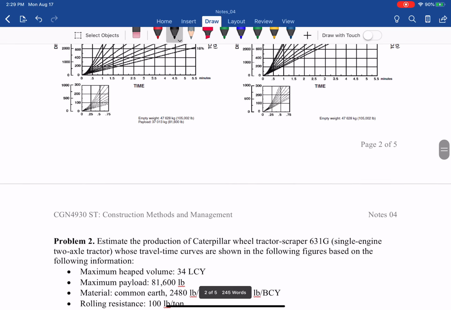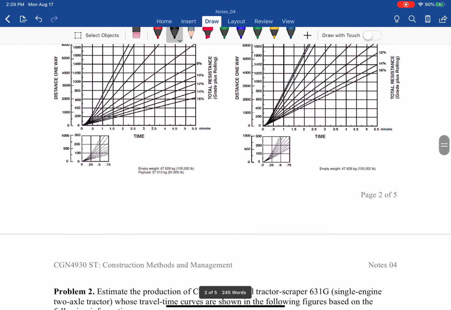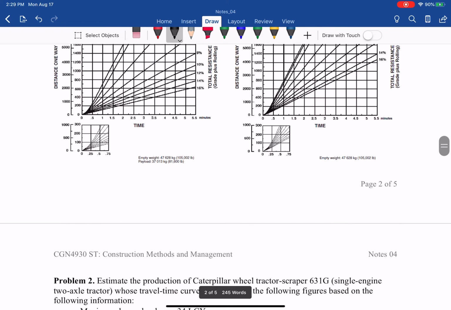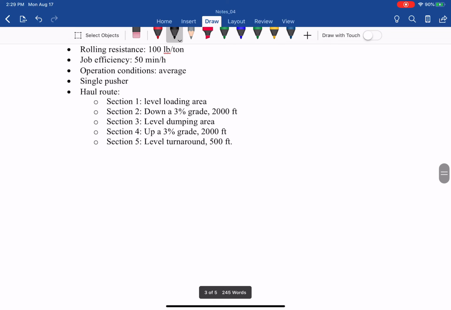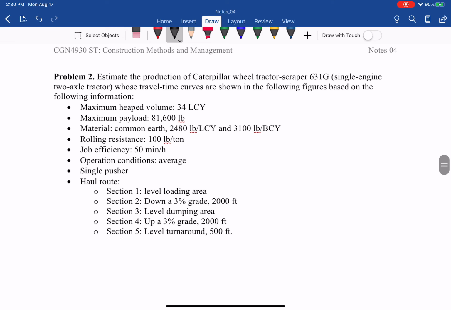The first thing first, we need to find out the volume per cycle. In this case, keep in mind that we need to find out the payload per cycle, the minimum of those two. We need to find out those two first. The first one is the weight of the heap capacity. For this one, we need to determine the weight of the heap capacity.